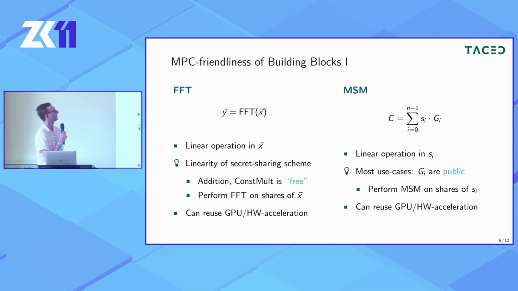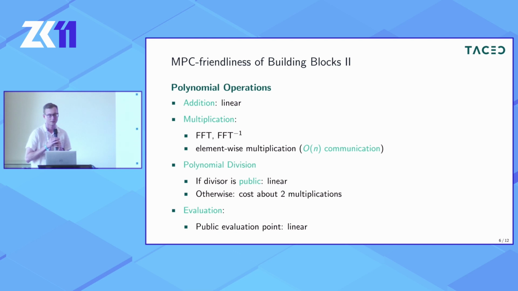A very similar thing happens for multiscalar multiplications, which are linear operations in, for example, the scalars. In most use cases we need for zero-knowledge proofs, the points are actually public, for example, in commitment schemes. So you can again perform the multiscalar multiplication on the shares of the secret scalars, and again reuse the hardware acceleration.